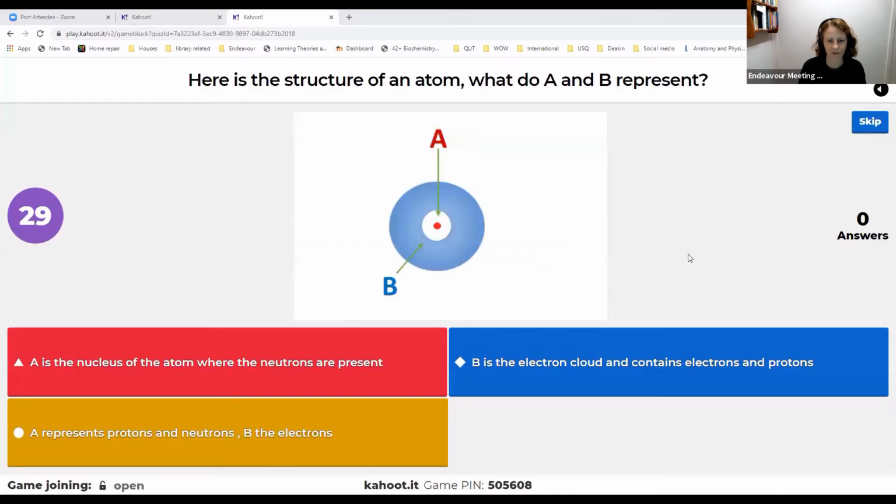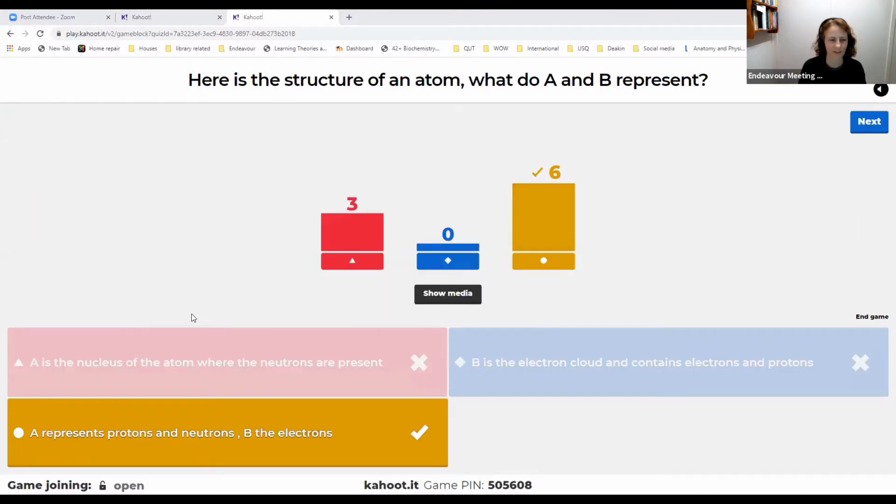So here's the structure of an atom. What do A and B represent? Okay, so 3 of you said that A is the nucleus of the atom, which it is, and then you said, but that's where the neutrons are present. So yes, the neutrons are present in there, but there's something else also in there. And the other thing that's present in the center is the protons.